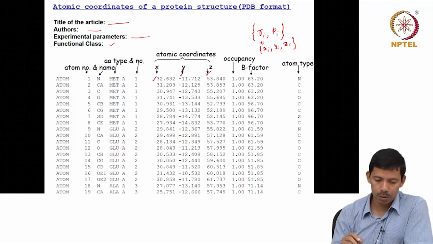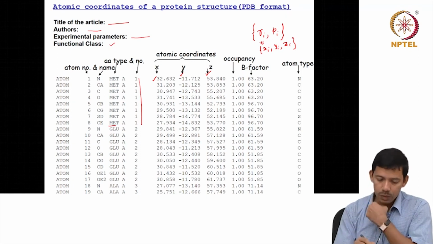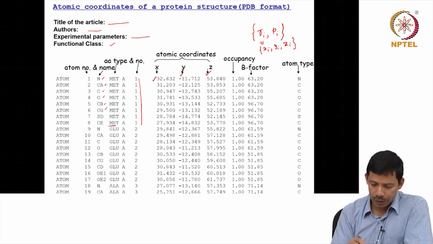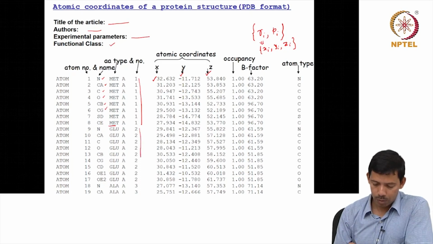Now this protein has multiple amino acids. This is amino acid number 1, which is a methionine. In methionine we have this many atoms: nitrogen, C alpha, carbonyl carbon, carbonyl oxygen, C beta, C gamma, and so on. For each atom I have x, y, and z coordinates. Then we have the second residue, glutamate, and for each of these atoms we have x, y, and z coordinates. So we have the xyz coordinates of atom 1, atom 2, atom 3, and so on and so forth.